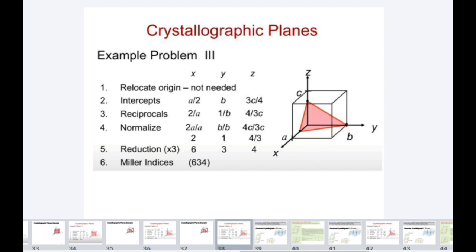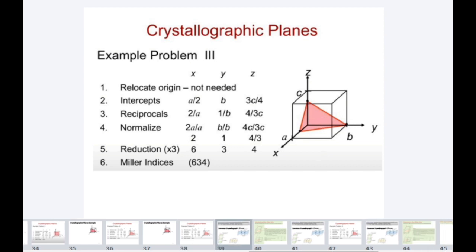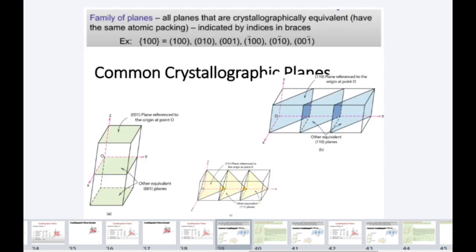And the steps are given: 1, 2, 3, 4, 5, 6. Is it clear, right? Any confusion to anyone? Okay, good.